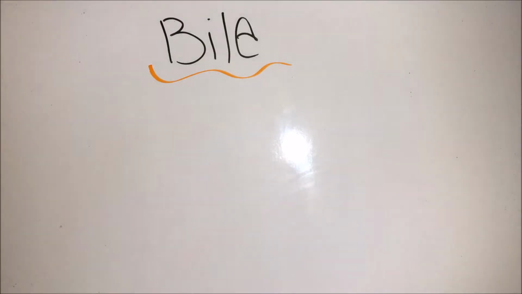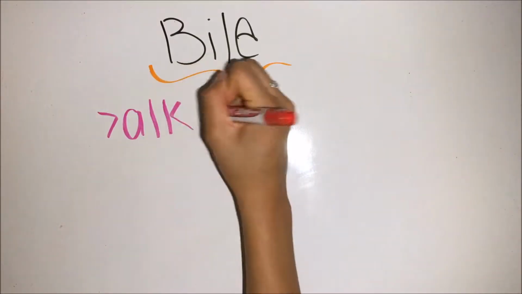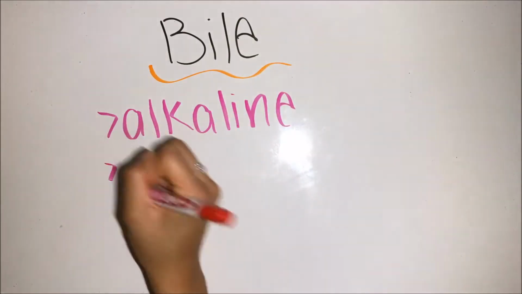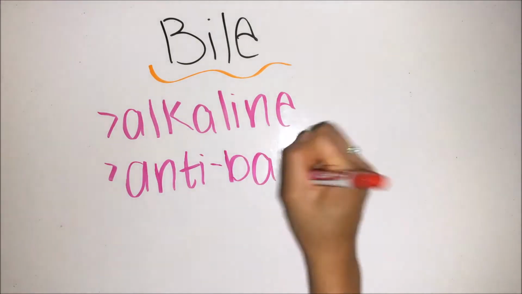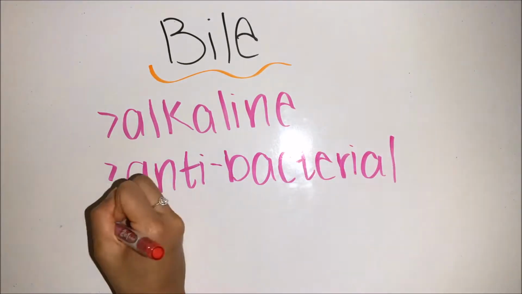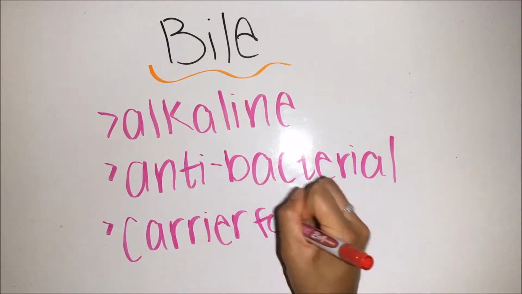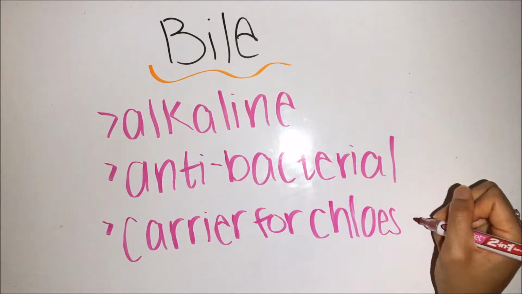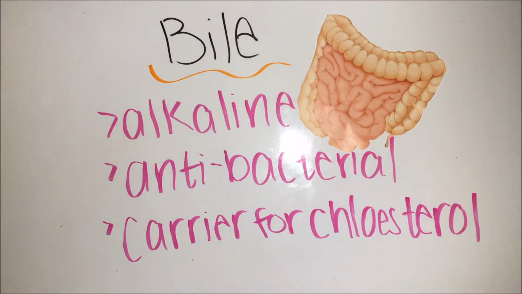Bile is also an alkaline, which means it neutralizes stomach acid, which is found in chyme, our semi-digested food released by our pyloric sphincter. Stomach acid is highly acidic and is damaging to our tissue, so bile is able to neutralize it before it enters our ileum. And bile is also an antibacterial, so it kills bacteria, which may be found in chyme, preventing our small intestine or our body from getting infected by bacteria. It also acts as a carrier for cholesterol to be excreted.